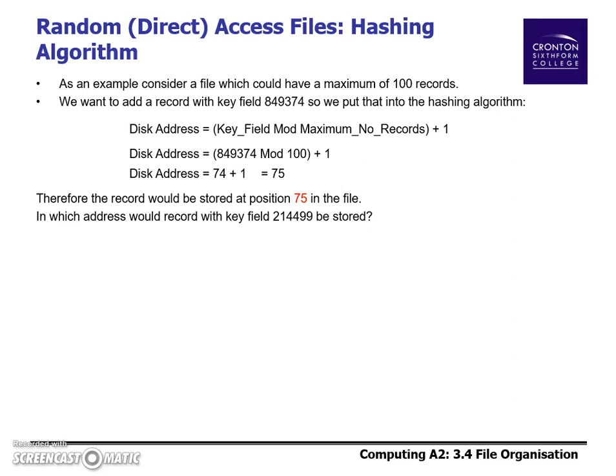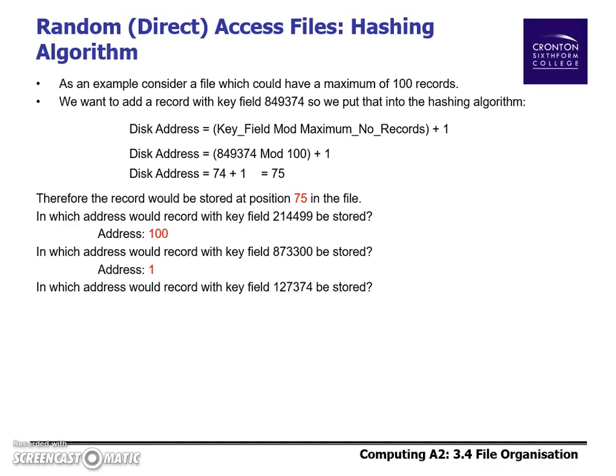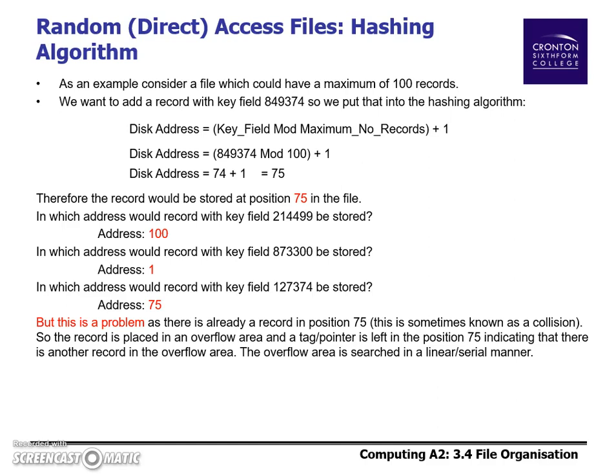In which address would the record with the key field 214499 be stored? It would be in address 100. And what about 873300? That would be address 1. And 127374 would be 75. But this is a problem because there's already a record in position 75, and this is known as a collision. So the record is placed in an overflow area and a tag pointer is left in position 75, indicating that there is another record in the overflow area. The overflow area is then searched in a linear or serial manner.